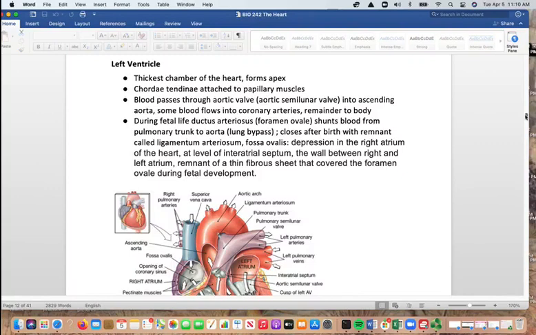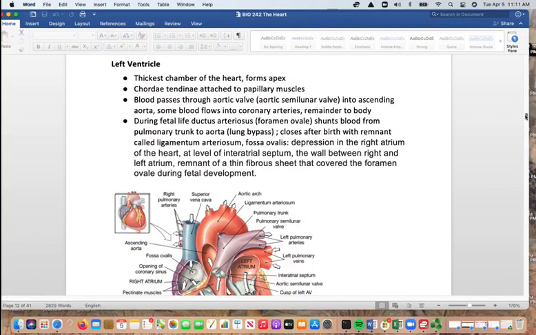During fetal life, you have the ductus arteriosus, which shunts blood from the pulmonary trunk to the aorta. It's a way of bypassing the lungs. This will close after birth, and you'll have a remnant called the ligamentum arteriosum. The fossa ovalis is the depression in the right atrium of the heart. It's at the level of the interatrial septum, the wall between the right and left atrium. You'll have a remnant of a thin fibrous sheet that covered the foramen ovale during fetal development.